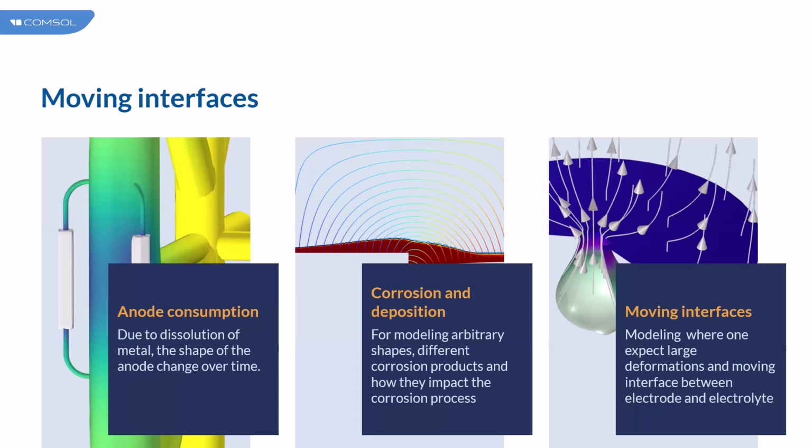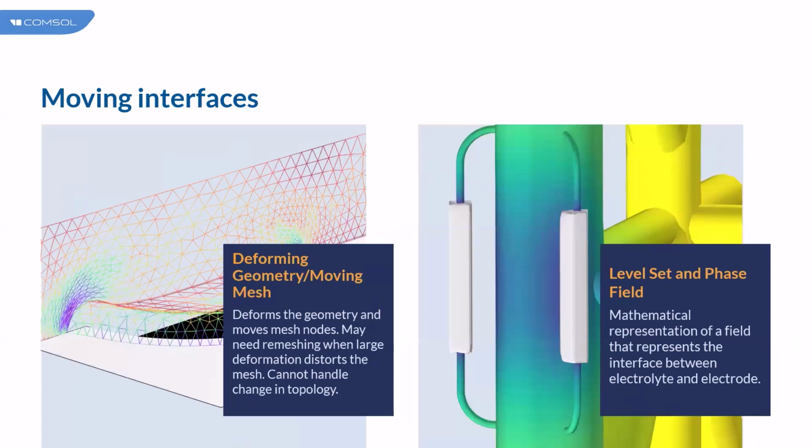So basically we have two types of moving interfaces. One is deforming geometry or moving mesh, where you deform the geometry and move your mesh nodes. This may need remeshing when large deformation distorts the mesh, and in general, it cannot handle change in topology. So if you have an anode that completely dissolves, the moving mesh functionality will have problems resolving that.